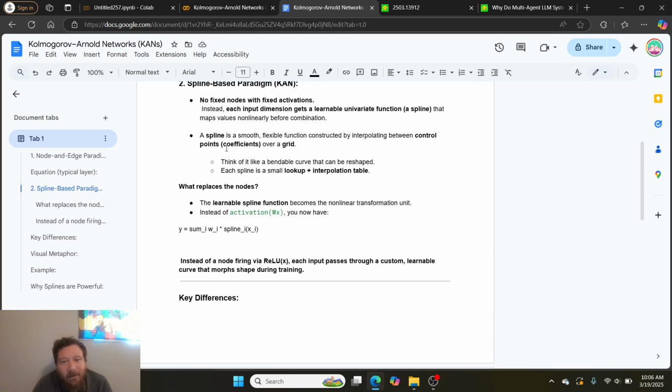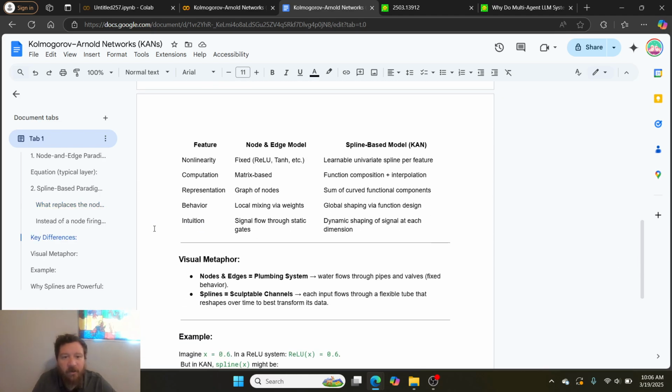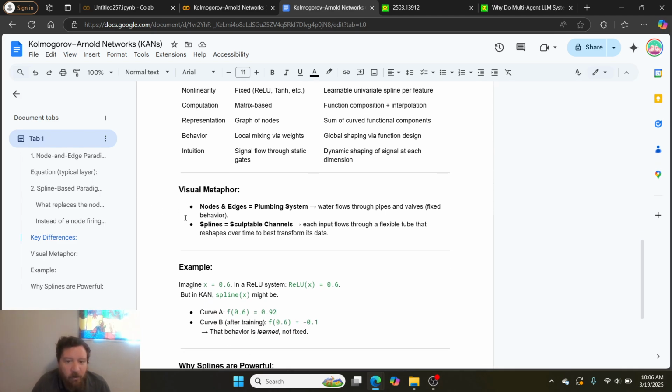What replaces the nodes? The learnable spline function becomes the non-linear transformation unit. So instead of the activation function, you have a completely different mathematical equation, and then it's all linear. It's linear functions that are broken down into smaller units. Instead of a node firing via ReLU, each input passes through a custom learnable curve that morphs shape during training. The key difference is that in a traditional neural network, to get that nonlinearity you have fixed activation functions, ReLU, tanh, etc. Whereas with the spline, it's a learnable univariate spline per feature. So it's a bendable shape, right? And it's not grid-based or graph-based as a typical neural network would be.